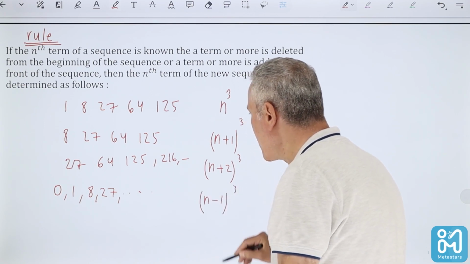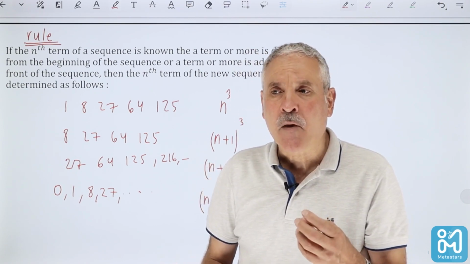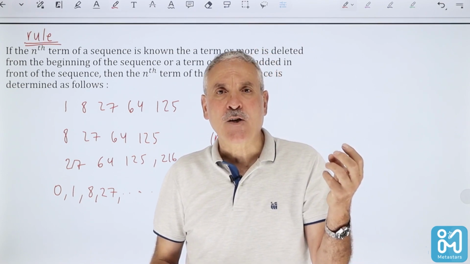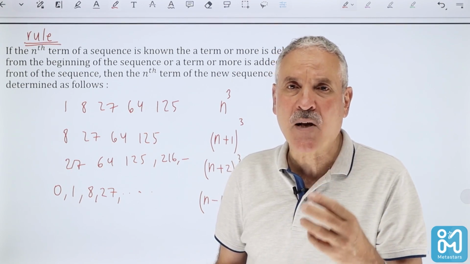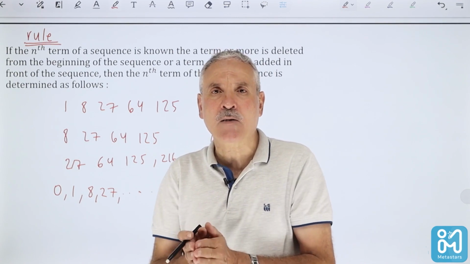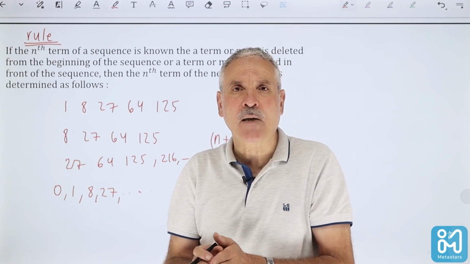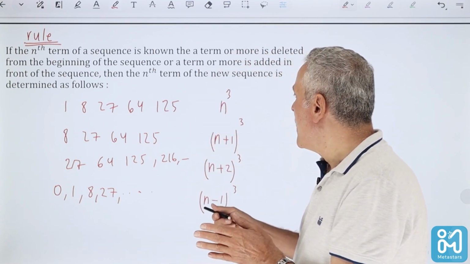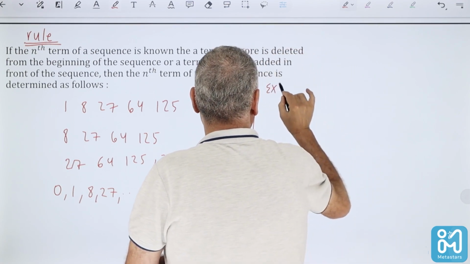So let me put it this way. If you have the nth term of a sequence given, and one term is deleted from the beginning of the sequence, you replace n in the nth term expression by n plus 1. If you add on a value, you replace n by n minus 1. If you add on 2 values, you will replace n by n minus 2, and so on. I will give you a tricky question here.